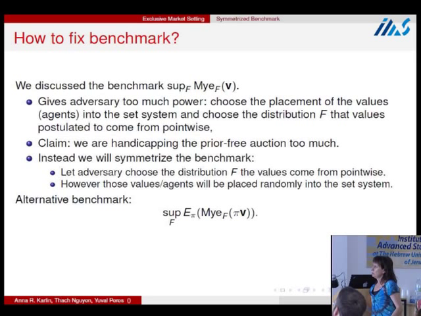We're still going to allow the adversary to choose his favorite distribution that the values might come from, but those values will be placed randomly into the set system. So basically what happens is, what is this expectation here? For a particular prior distribution f, it's the expected value Myerson would get over all random permutations of those values within the set system. And then we allow this adversary to choose the best possible f, the best possible prior.